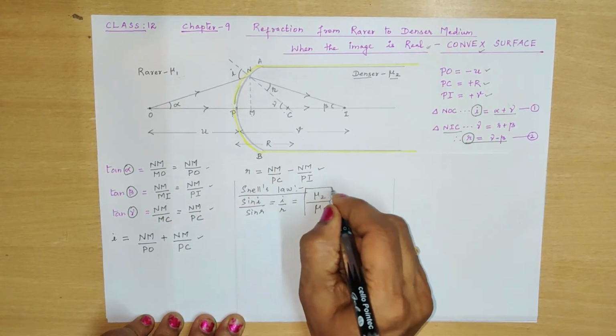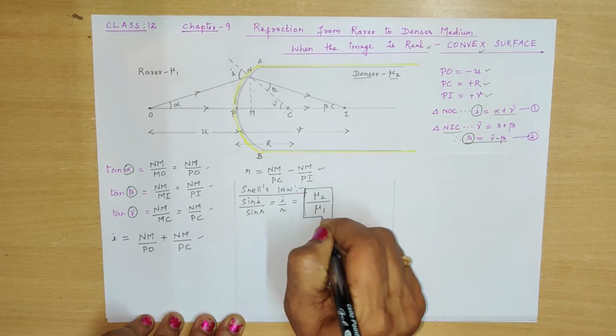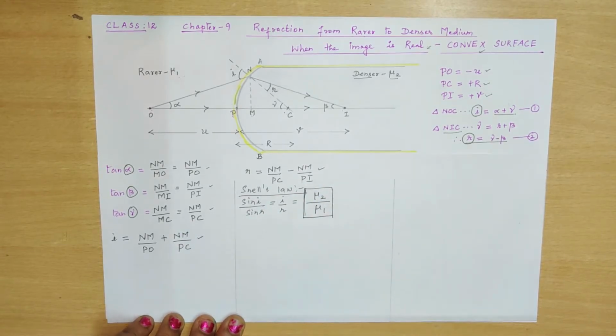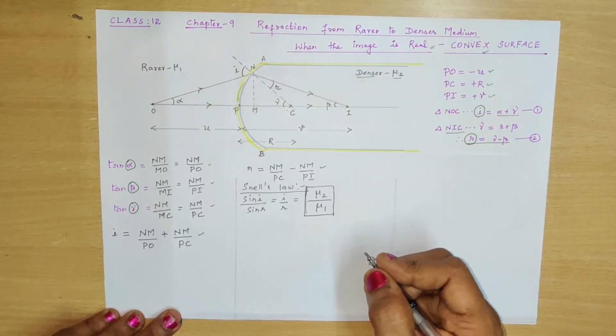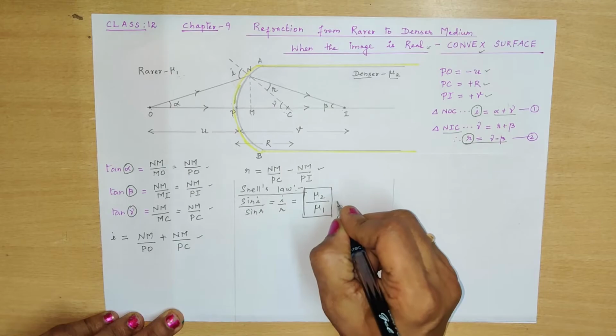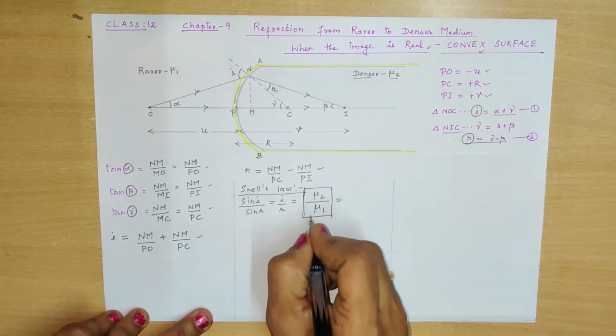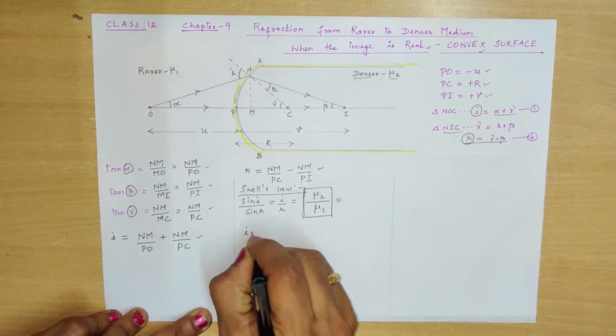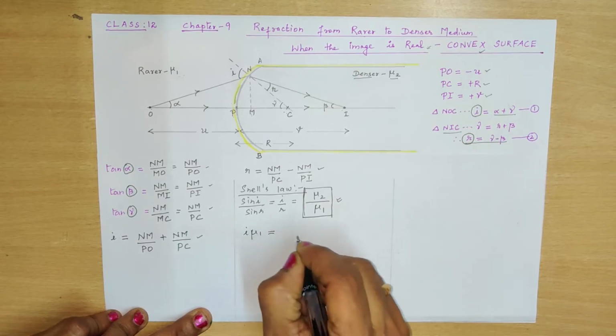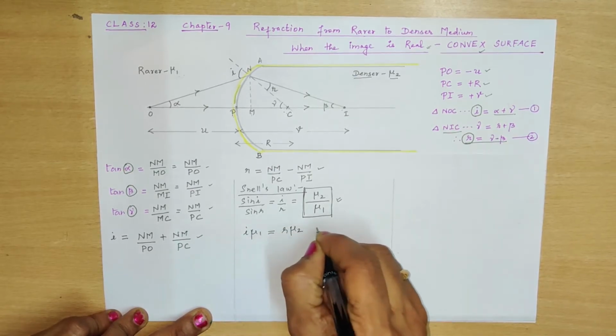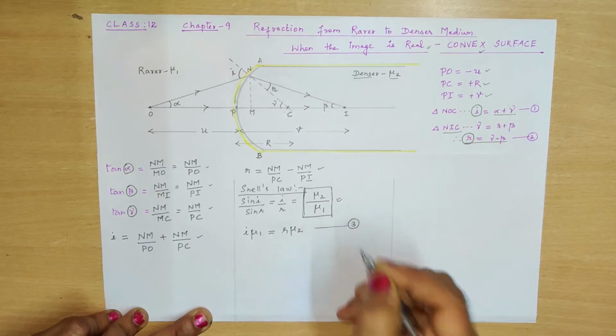Here, this is the important logic. It differs from diagram to diagram. There are 6 cases we have to discuss. In each case, we have to see this condition. Okay, this is important step. Now, let us cross multiply this. This is I into mu1, that is equal to R into mu2. Let this be equation number 3.